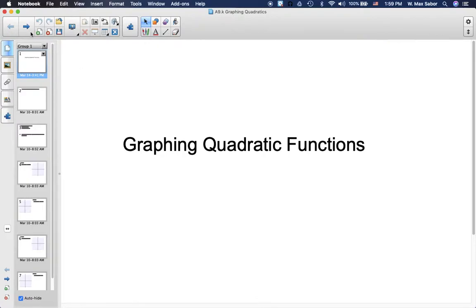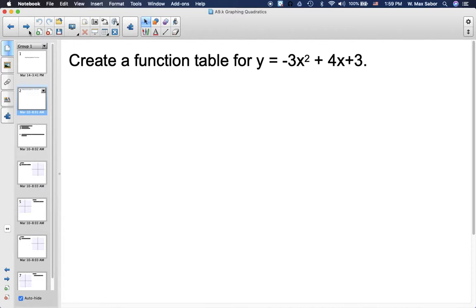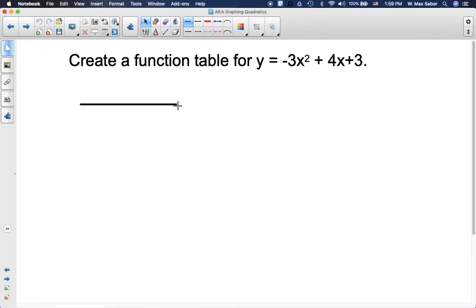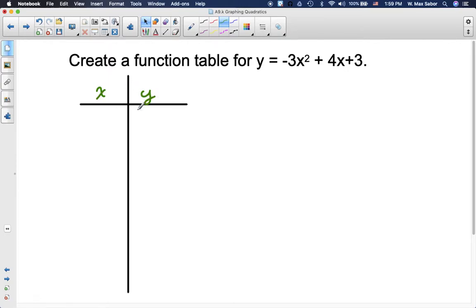Graphing quadratic functions. So this is going to be looking at graphing quadratic functions without a calculator. One way to do this is to create a function table. You can create a function table by picking x values to plug in and find out what the y values will be. So let's plug in -1, 0, 1, 2, 3, 4.